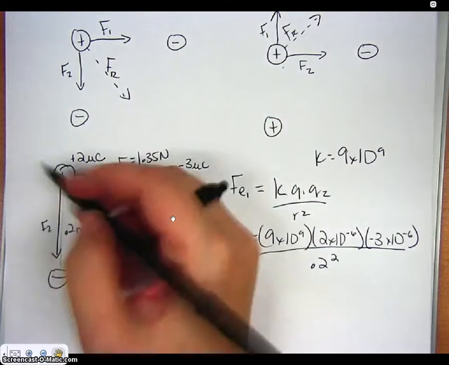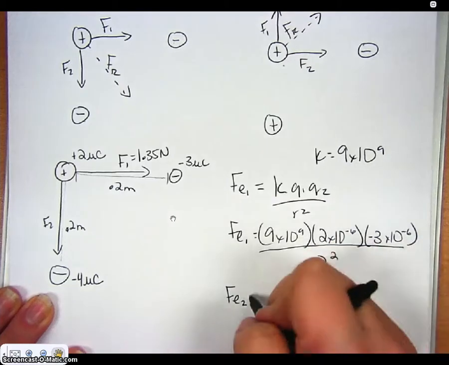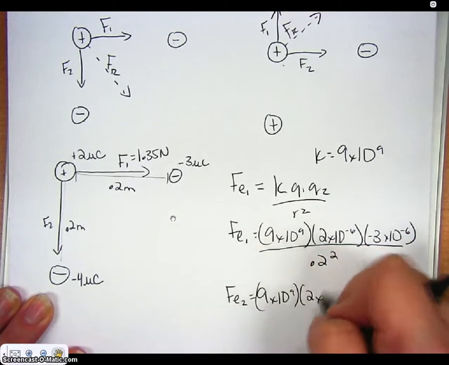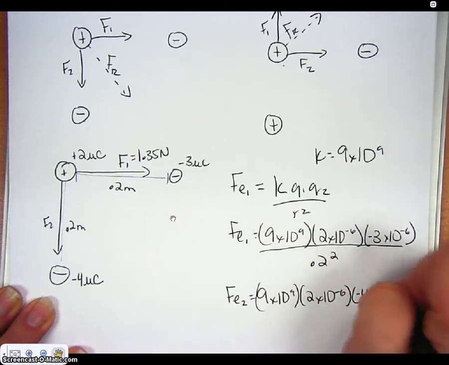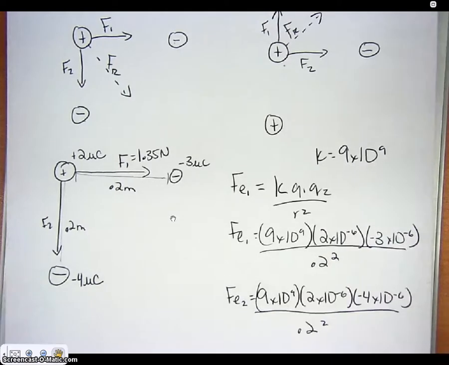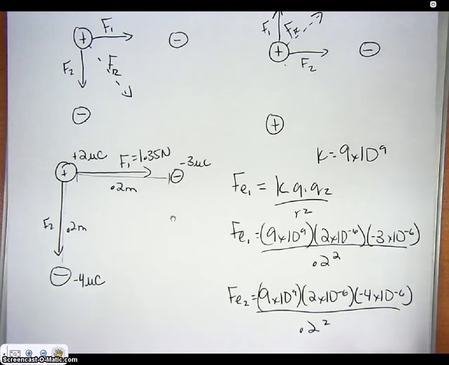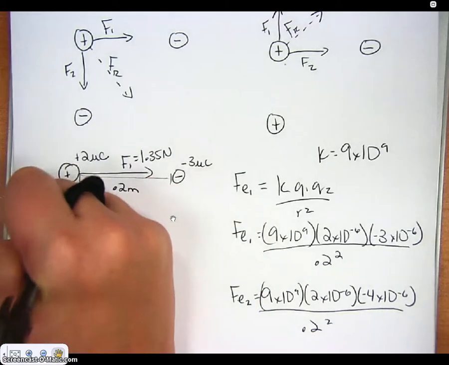All right, now we need to find this vector. So again, we're going to write out the equation. So force electric 2, we'd say again is 9 times 10 to the 9th, 2 times 10 to the negative 6th. But now we have negative 4 times 10 to the negative 6 all over 0.2 squared. And if I plug that all into the calculator, I get 1.8 newtons. So force 2 right here is 1.8 newtons.